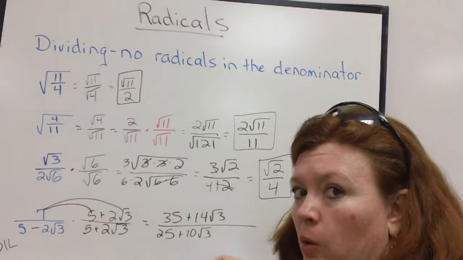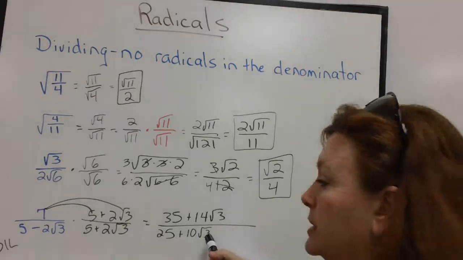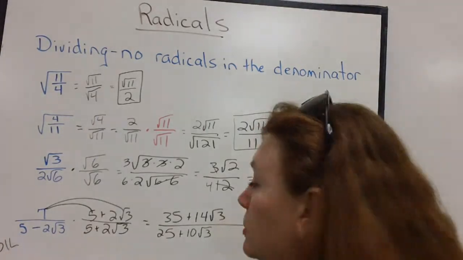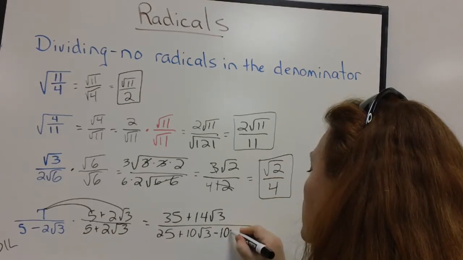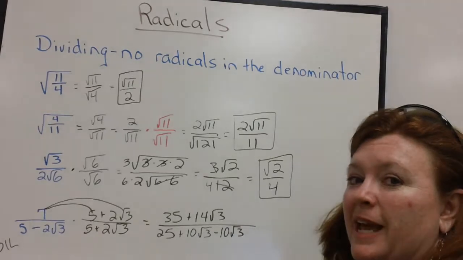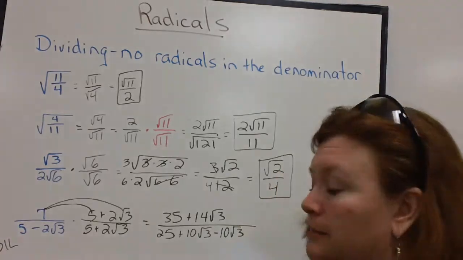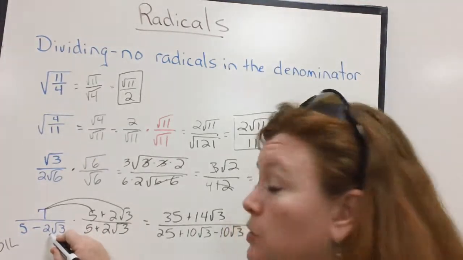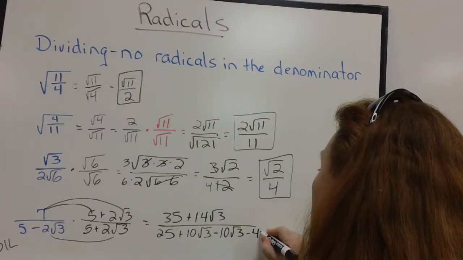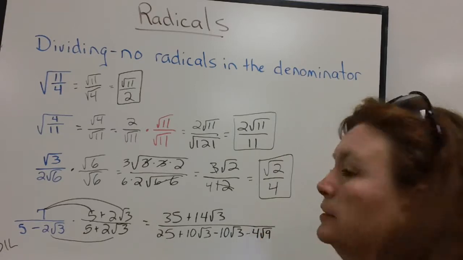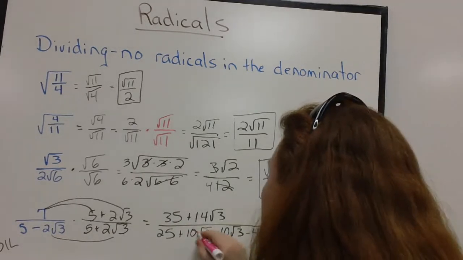Now, I said my whole goal is to have no radicals in the denominator. There's a radical, but hold on a second. The inside terms are negative 2 square roots of 3 times 5, which is a negative 10 square roots of 3. Do you see what's going to happen? These are going to add up to 0, so they'll cancel out. And the last, be careful, negative 2 square roots of 3 times positive 2 square roots of 3 is negative 4 square roots of 9.